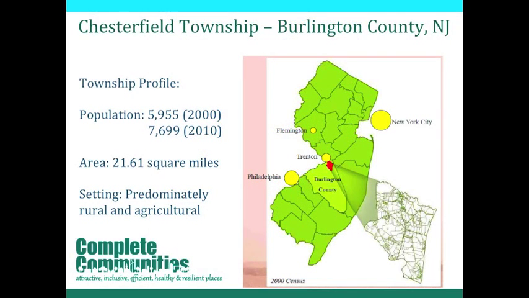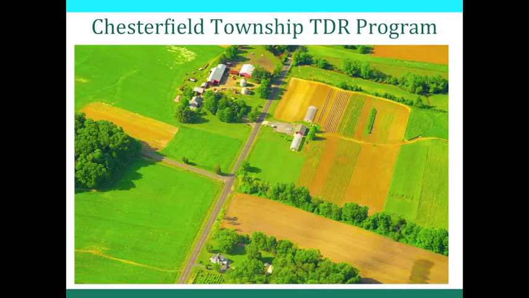One of the most successful TDR programs in the country, and certainly among the most relevant to the Delaware experience, is in Chesterfield Township, New Jersey. Located along the New Jersey Turnpike, just 30 miles east of Philadelphia and 10 miles south of Trenton, this sleepy rural township has experienced significant growth pressures in the past 3 decades. Despite the growth pressures, the township remained committed to the preservation of its rural and agricultural character.